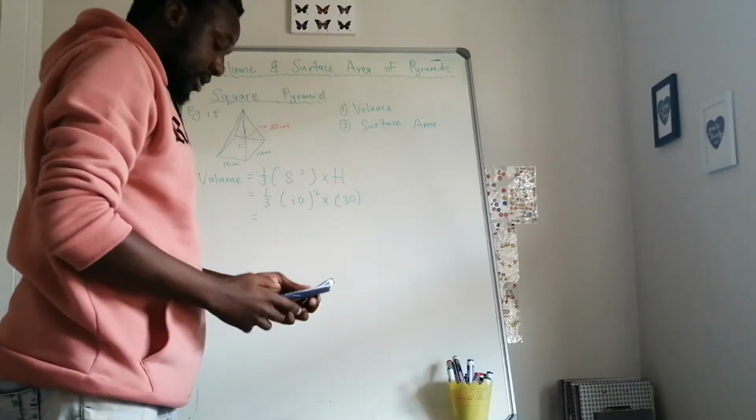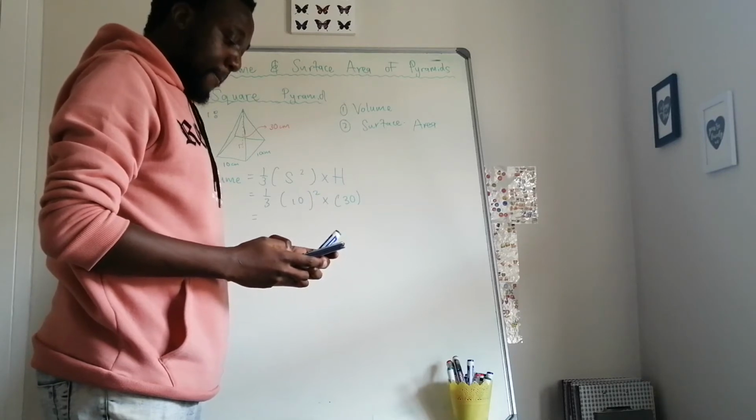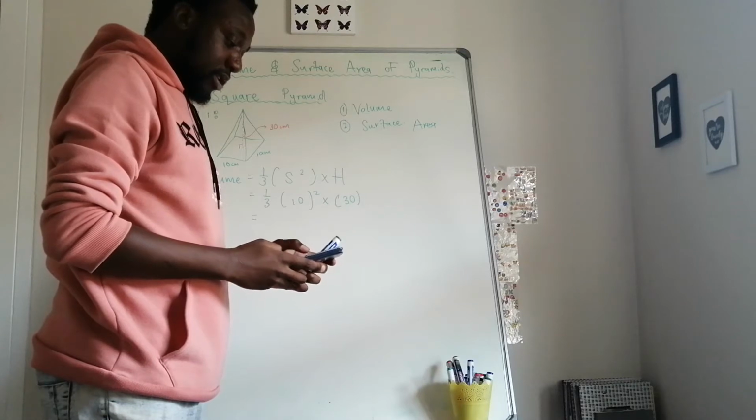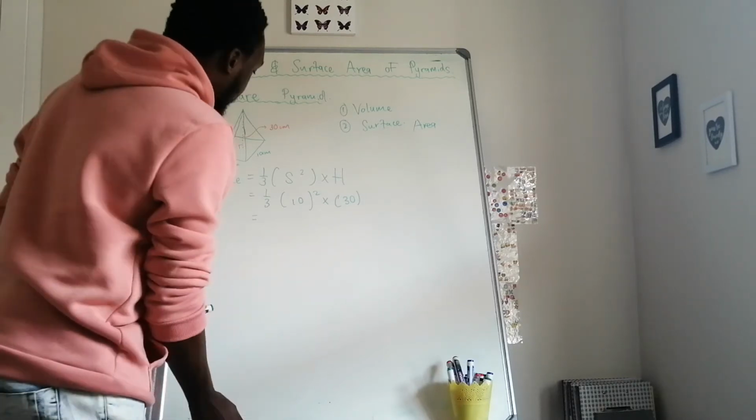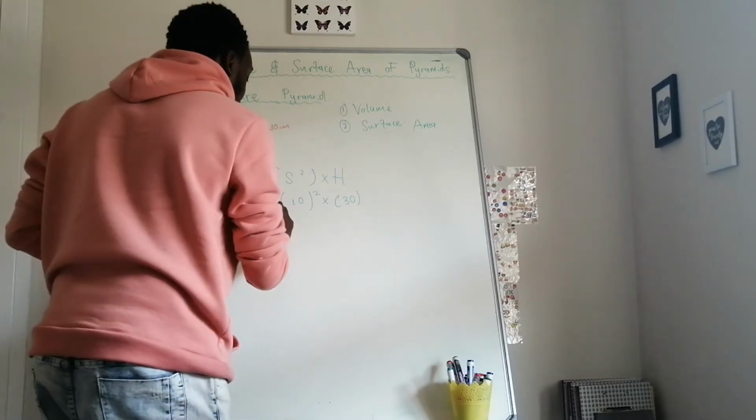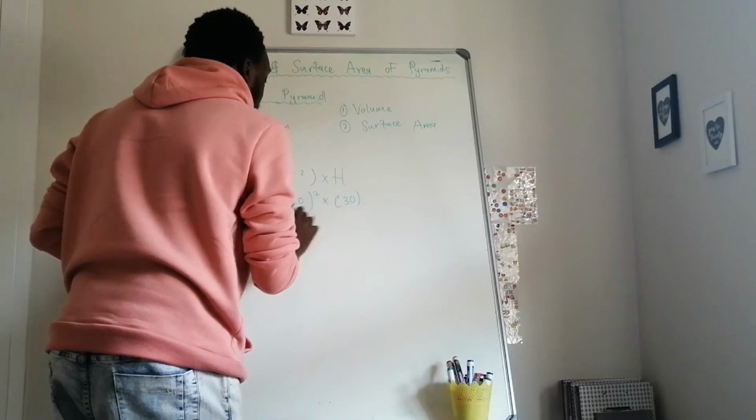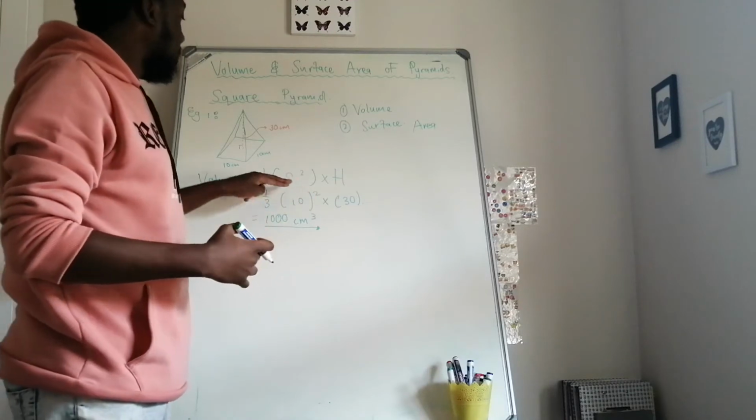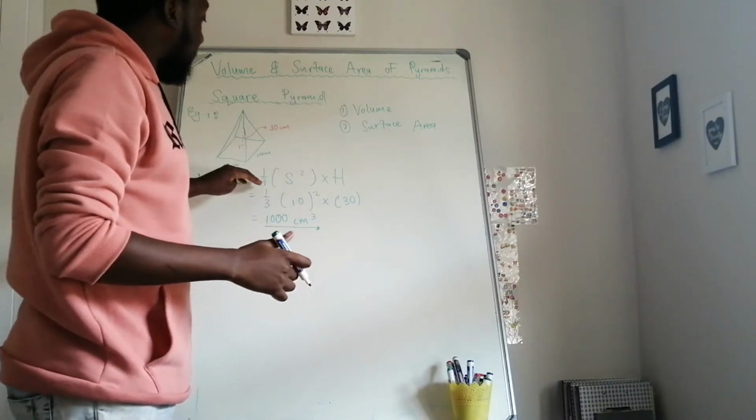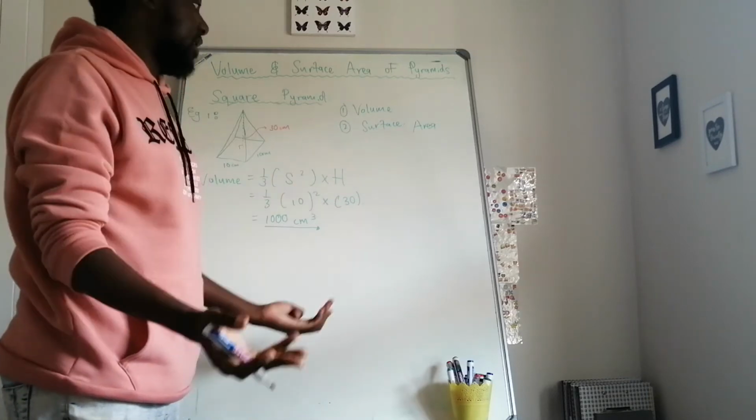So what do we get there? A third of 10 squared. Ooh, I get 1,000 centimeters cubed. So that's volume. You just calculate the area of the base, you multiply it with a third, and you multiply it with the height, and you're done.